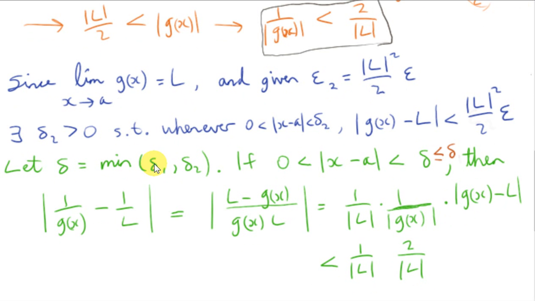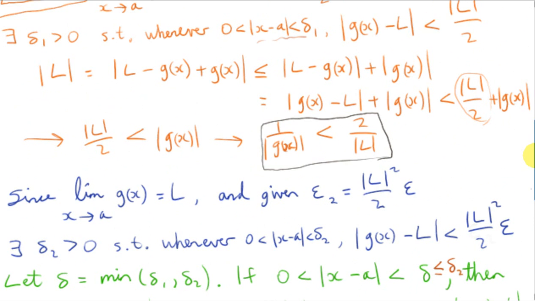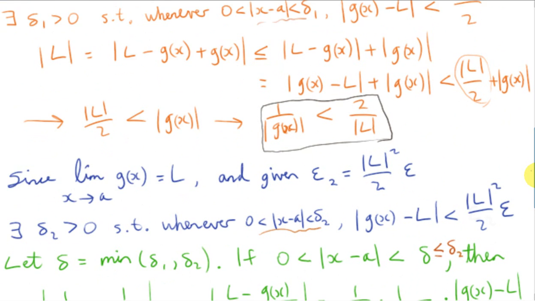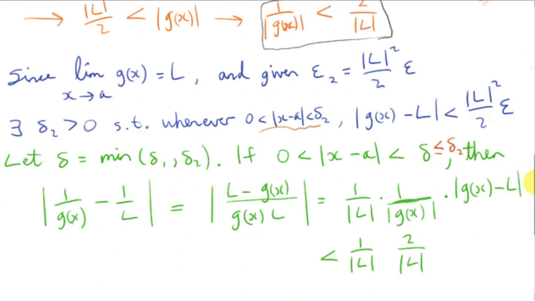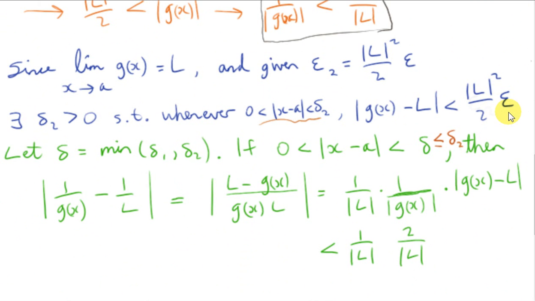Now, since delta is the minimum of delta 1 and delta 2, it is obvious that delta is less than or equal to delta 2. So in other words, x is within distance delta 2 of a, but x is not equal to a. And we saw for that situation over here that the magnitude of g of x minus L is less than the magnitude of L squared over 2 times epsilon. But all of this cancels down to epsilon.